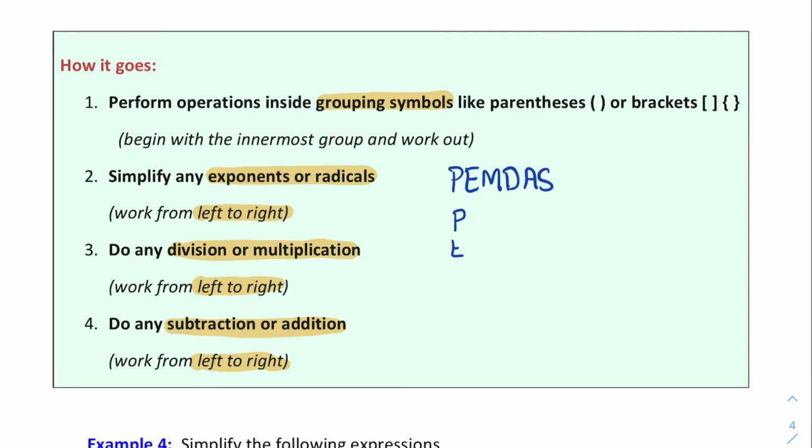You do P first, parentheses, which is also grouping symbols like brackets. E for exponents, also radicals. It's not my favorite abbreviation. And then multiplication and division. But just because M comes first in this abbreviation doesn't mean you do multiplication before division. You do multiplication and division as the same order of importance from left to right. And same with addition and subtraction. You're doing whichever is furthest left in your expression and then moving to the right. Not always addition first.